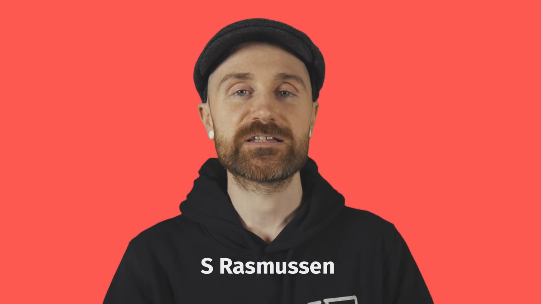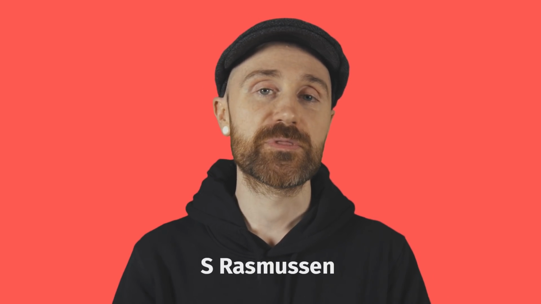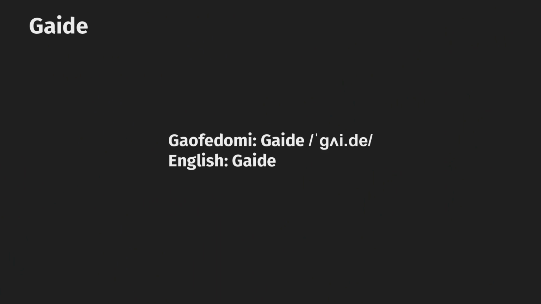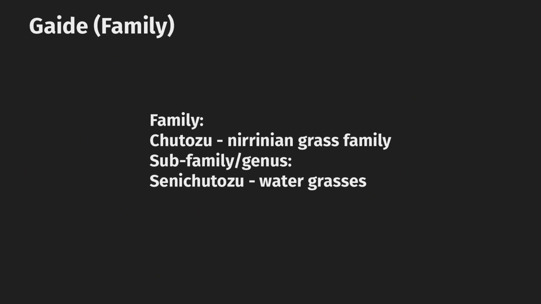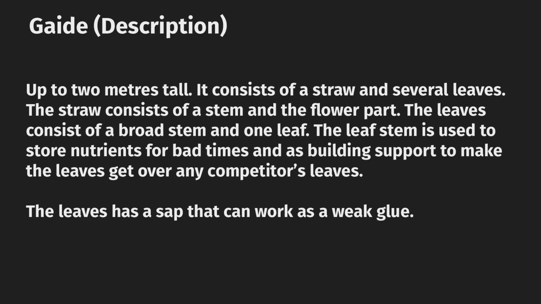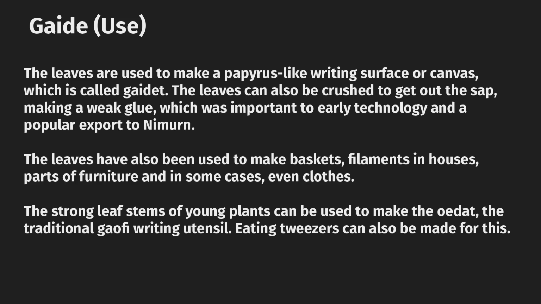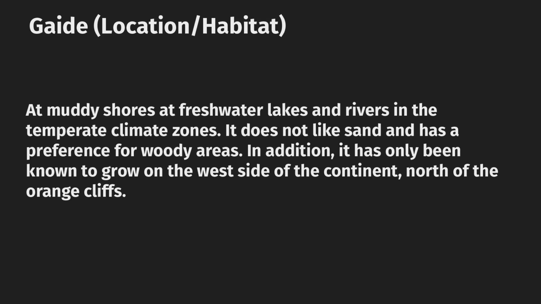Next up we have Rassmussen, who submits an entry from their Botanical Encyclopaedia. So Rassmussen submits some pictures I think they've drawn of their various plants, including seeds, flowers, and so on, a pronunciation guide, what family the plants belong to, a brief description of what they look like, some notes on nutrition and toxicology, the in-universe uses of these fictional plants, and finally a note on location and habitat as to where one might find these plants in Rassmussen's world.